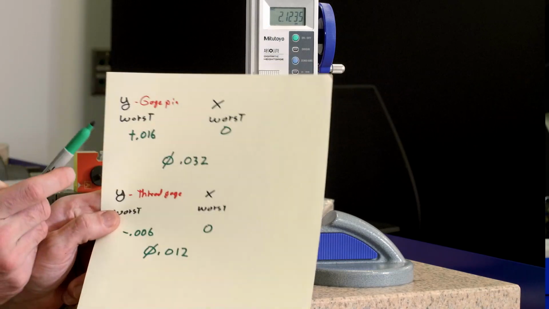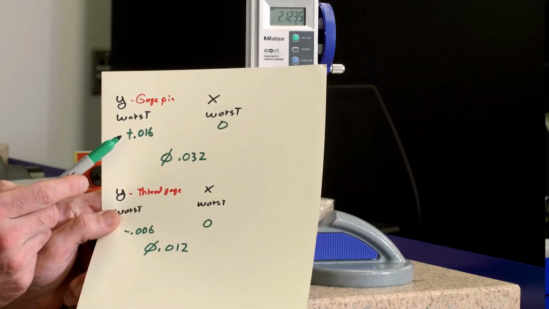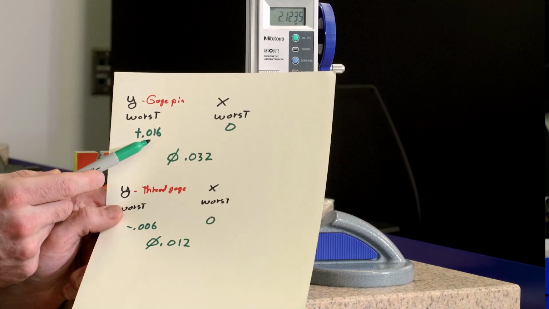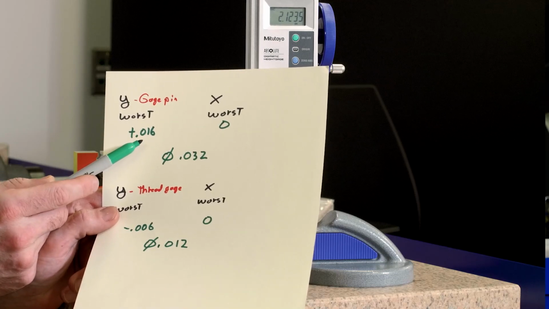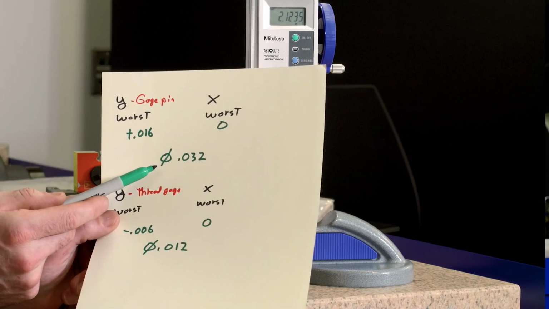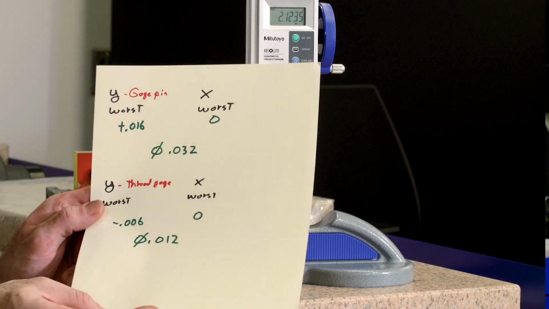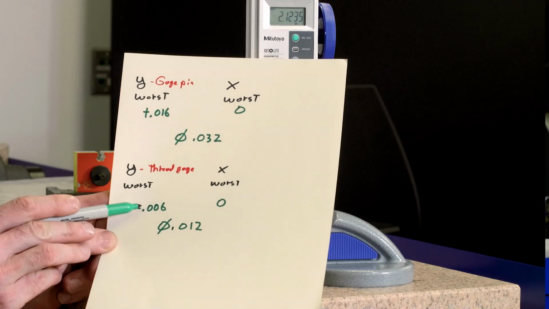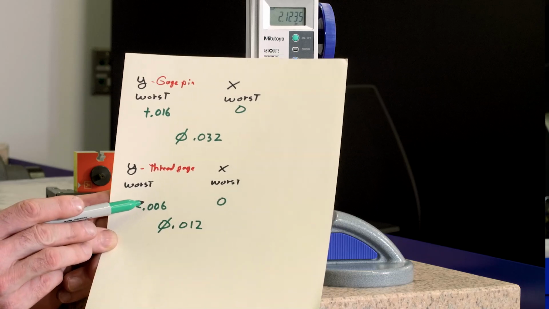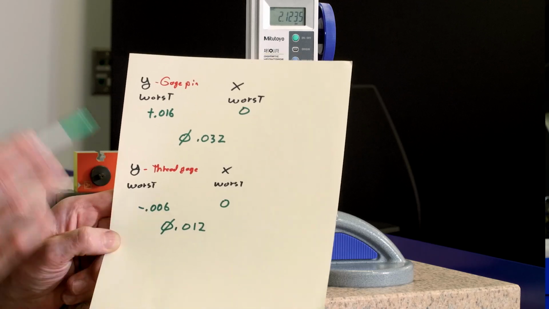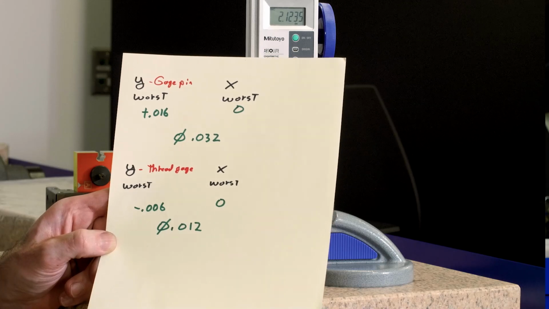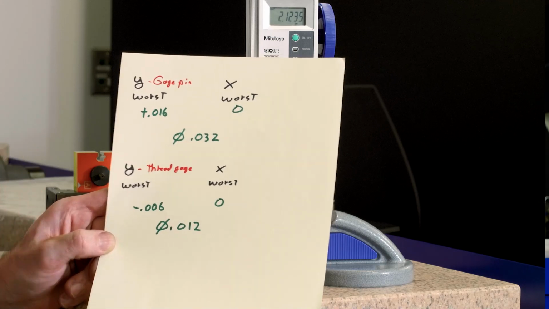Quick calculations here. We take the worst of the readings, the one that's furthest away from the true position. So with the gauge pin, it was plus 16 thousandths. Gives us a diameter tolerance zone consumed of 32 thousandths. The thread gauge gave us a worst of negative 6 thousandths from the true position for a diameter tolerance zone consumed of 12 thousandths. And this is assuming that the X is perfect, right? X is 0. And I think that's the way I like to do this now.